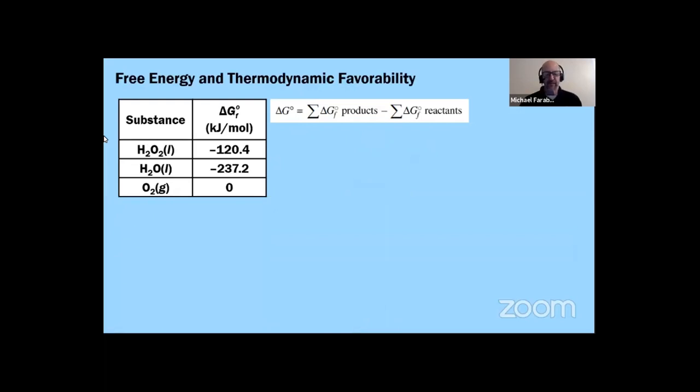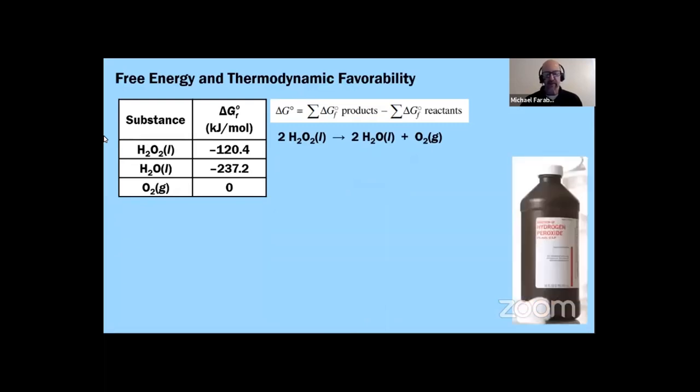Here's another example of a decomposition equation, a reaction. This is hydrogen peroxide, H2O2. I'm going to go ahead and think about hydrogen peroxide in terms of what you might find in your medicine cabinet somewhere at home. I'll do the math of products minus reactants, and I come up with a negative value.